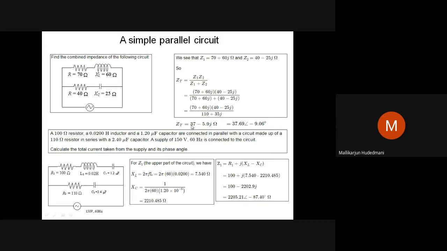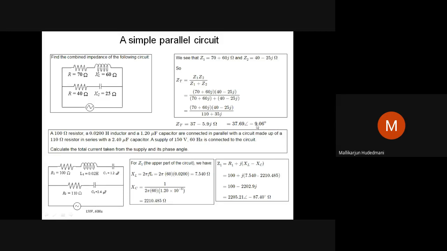The final answer for the impedance of these circuits in parallel is 37 minus 5.9j in rectangular form. When I convert it from rectangular to polar, it becomes 37.69 at an angle of minus 9.06. So this minus indicates the total circuit is inductively dominated.